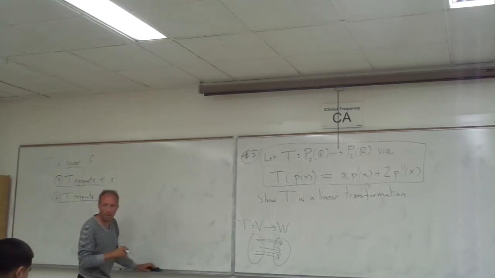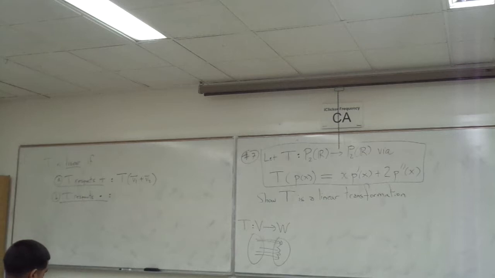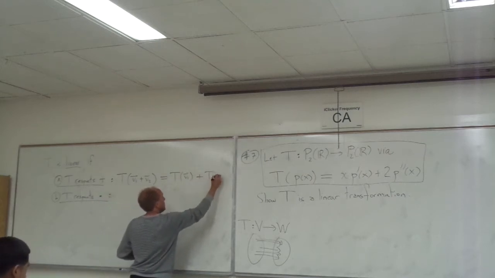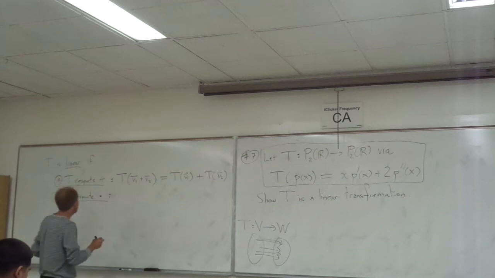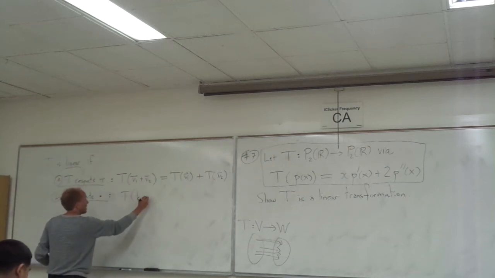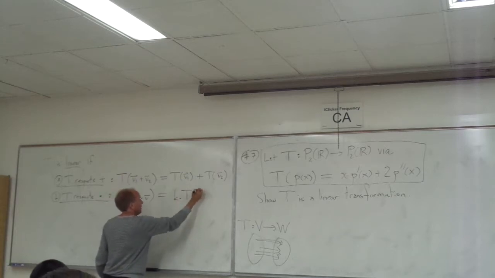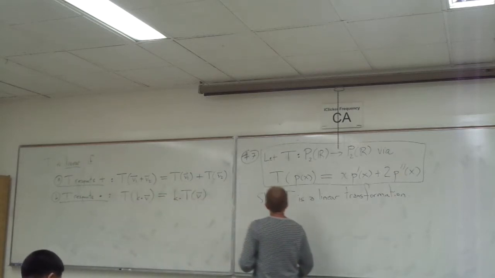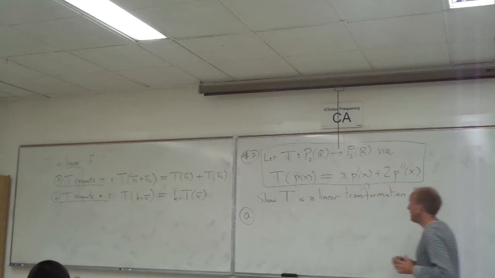T respects addition just means that if I take T of v1 plus v2, so I'm doing addition here, I add two vectors, it should be the same as T of v1 plus T of v2. Okay, so we're just going to check if that's true or not for this example. And then the scalar multiplication is similar if I have a constant k times v. Scalar multiplication, I have to be able to pull out the k and have the same result. Okay? So these are the two properties. So I bet we can do this. Let's try it for this example. Okay? So I have two things I have to check to show that T is linear.